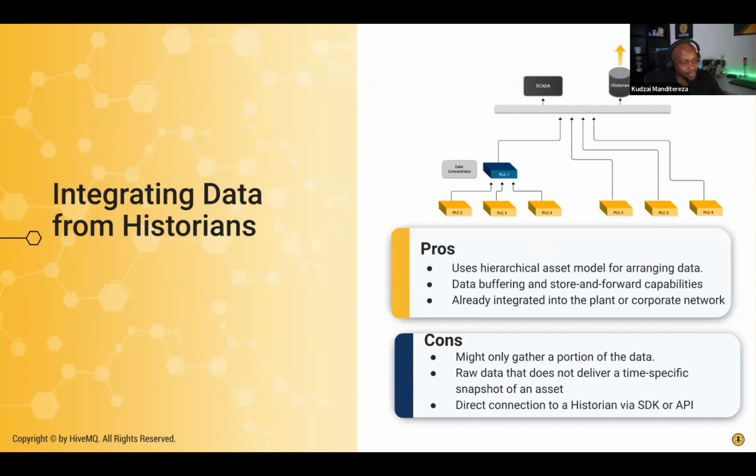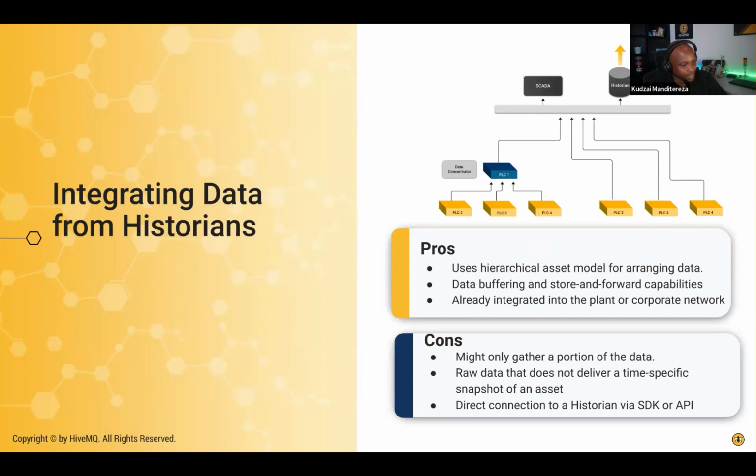And the ability to store data, with store-and-forward capabilities, also makes it suitable in case you've got an interruption of your network connection between your IT and OT environment. And again, historians are already integrated within a corporate network, which makes it easy to integrate into IT.